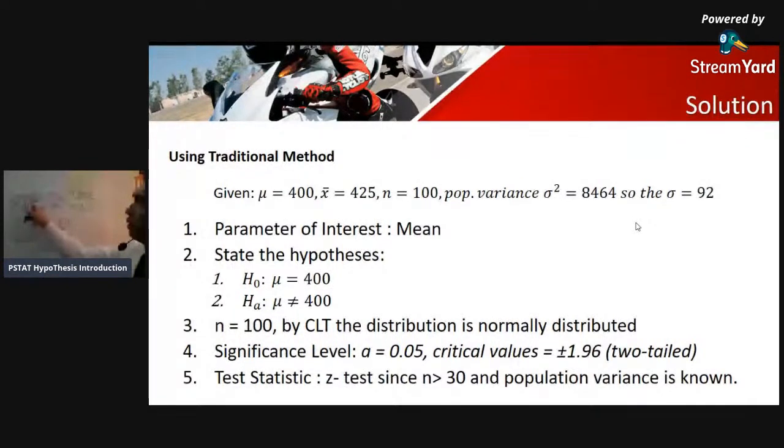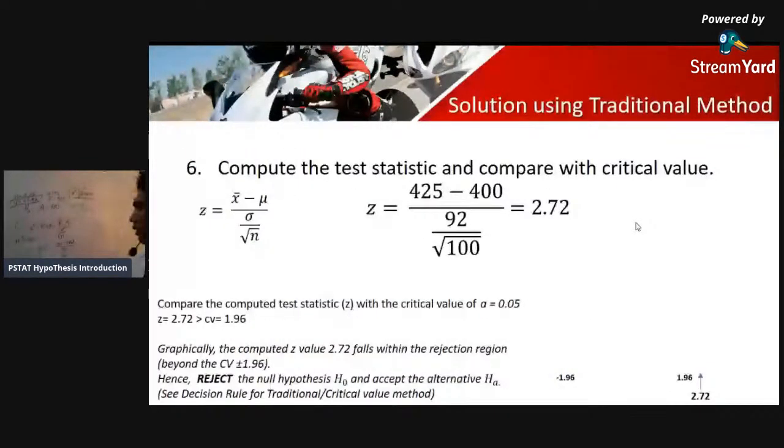So here is now the computation. The value is 2.72. Take note of this value, 2.72. This is now the test statistic. So the test statistic z is 2.72, and your confidence coefficient is plus minus 1.96. This is just a shortcut.